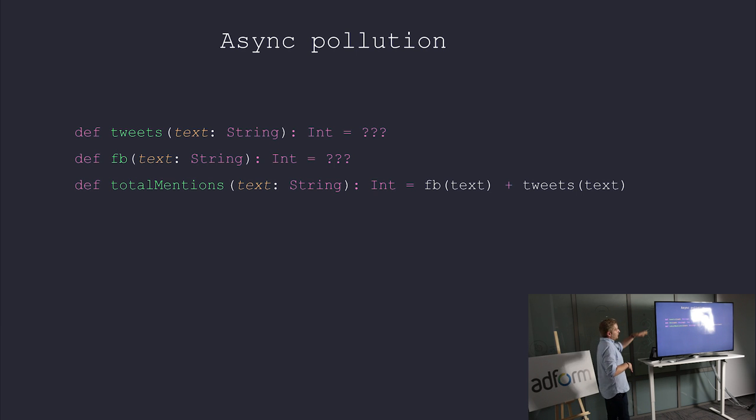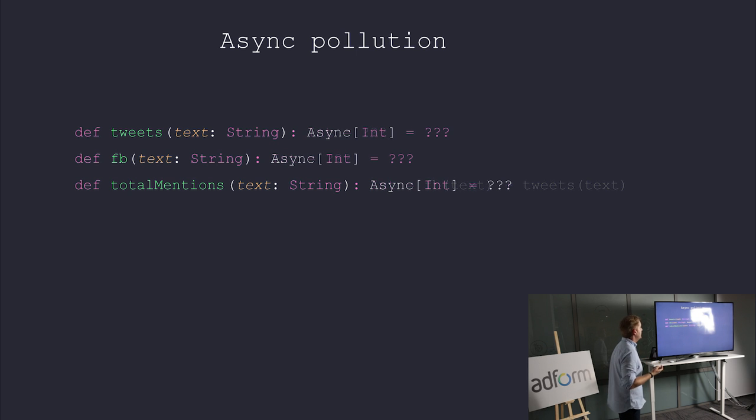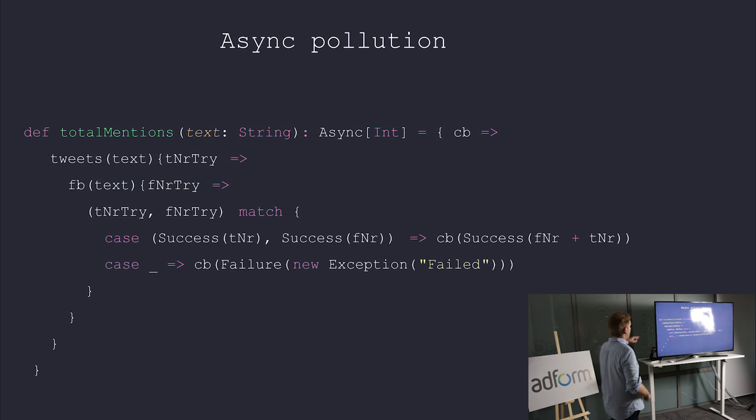So for example, if you have these very well-behaved but blocking functions, for example, get tweets for some text and get Facebook feed for some text, then to get the total mentions you only need to call both of those functions and add them, right? Now let's see what happens when we try to move to this asynchronous processing style. The total mentions was only adding two integers, right? Now we need to call the tweets function, and inside its callback we need to call the Facebook function, and inside that we need to check if both are successes. If both are successes, we need to add them, and then by means of the original callback, return the result to the caller.